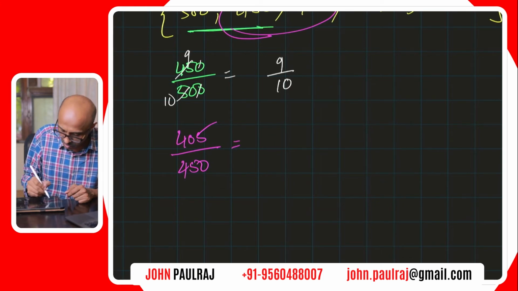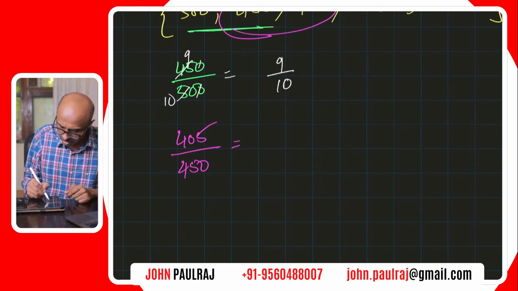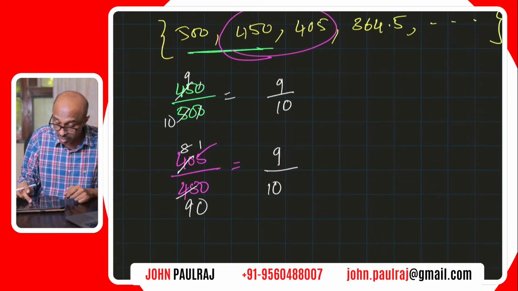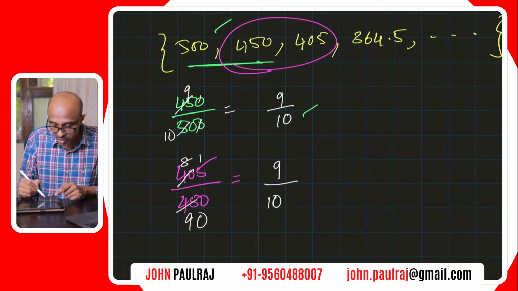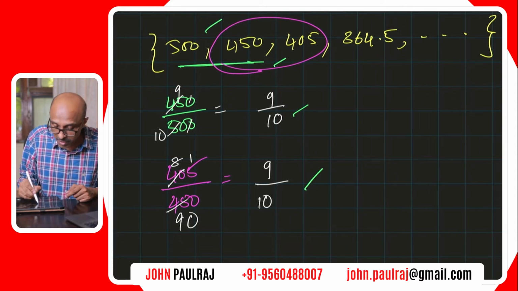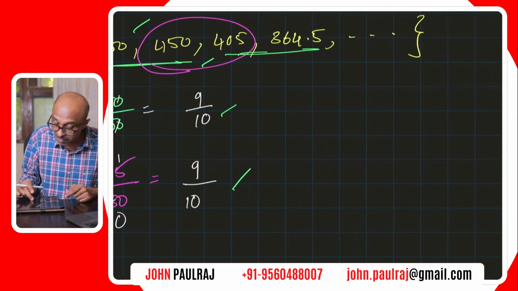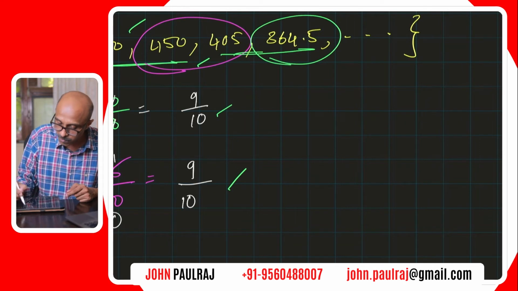Let's try and divide this. Again, we've got the ratio as 9/10. So the ratio of the second term to the first term is 9/10. The ratio of the third term to the second term is also 9/10. Let's go ahead and find the ratio of the fourth term to the third term. Even though that's a decimal, don't worry about it.